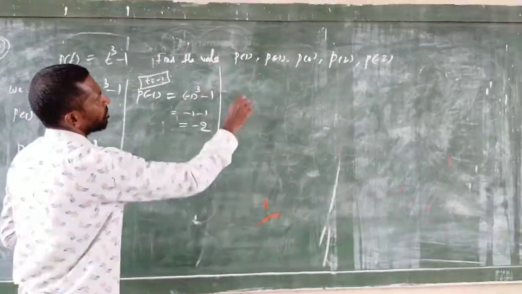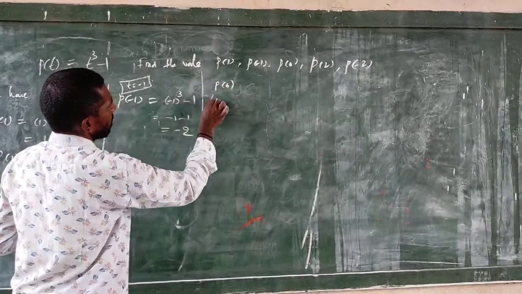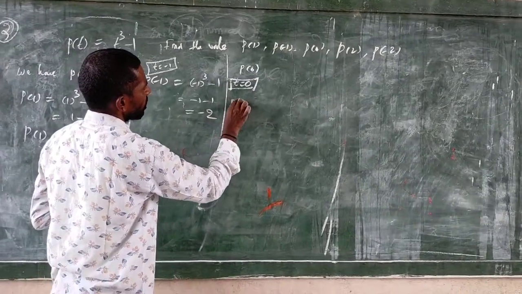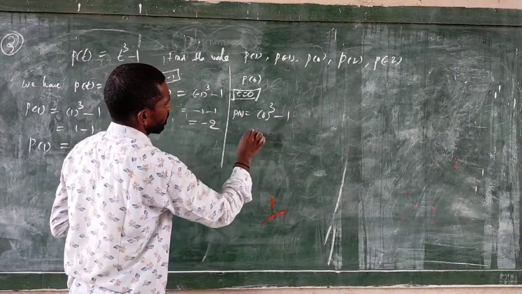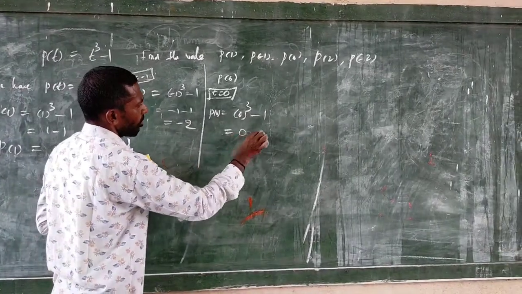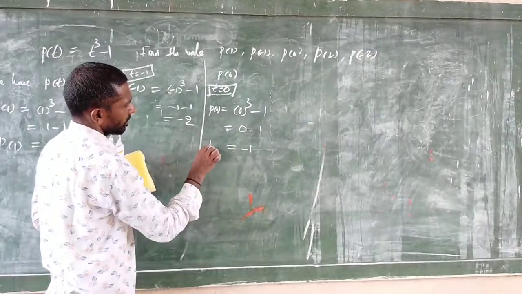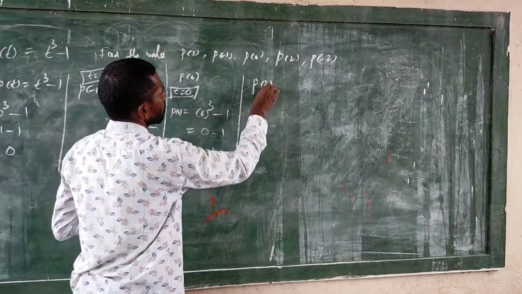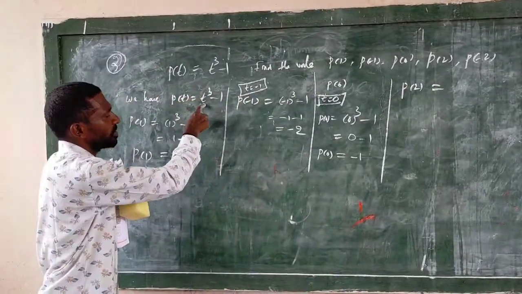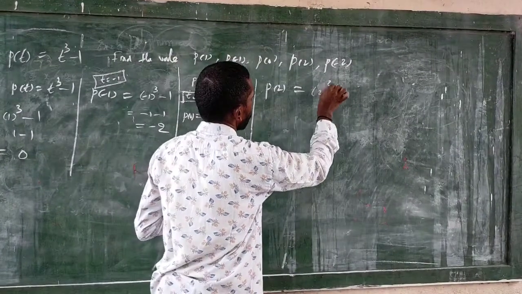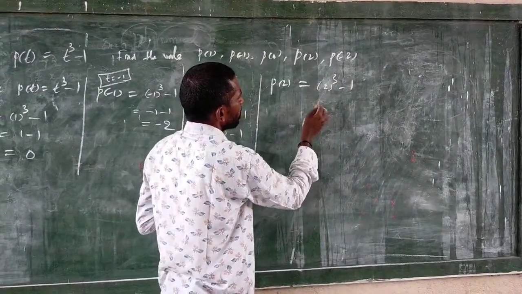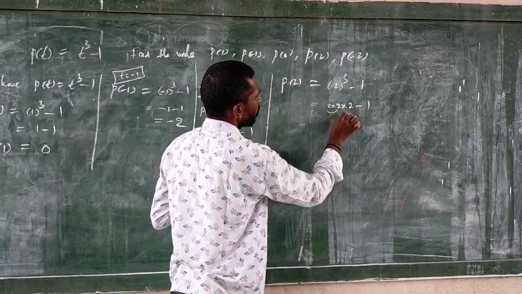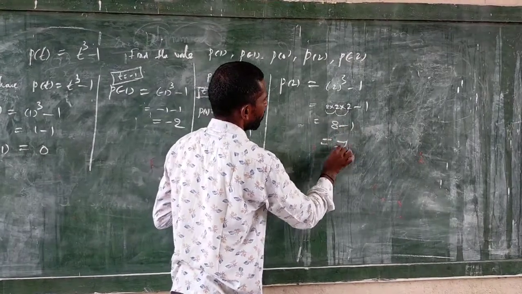And next another value, P of 0. So t equal to 0, substituting in the equation. Here P of 0 is equal to 0 cube minus 1. 0 into 0 into 0 is 0, 0 minus 1, value minus 1. So P of 0 value is equal to minus 1. Next another one, P of 2. So t value 2, substituting in the equation, 2 cube minus 1. 2 cube means 3 times of 2 into 2, minus 1. 2 2s are 4, 4 2s are 8. 8 minus 1 is equal to 7.